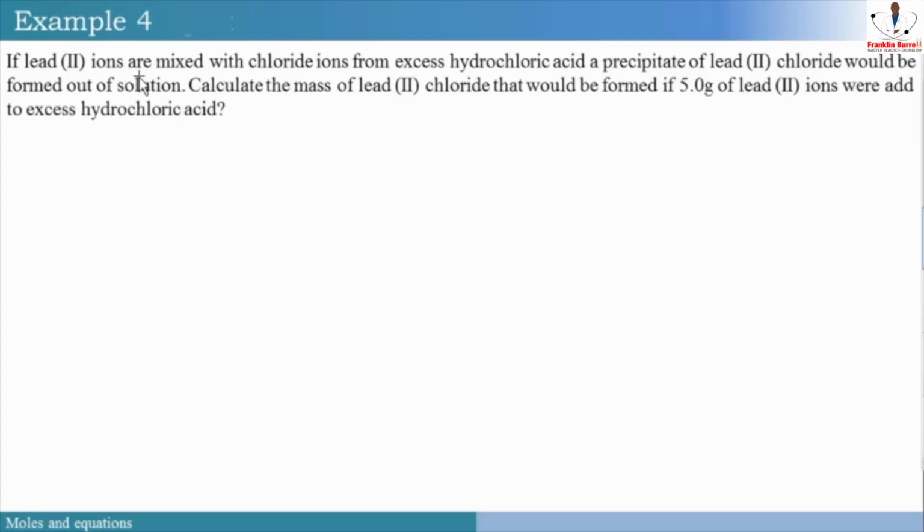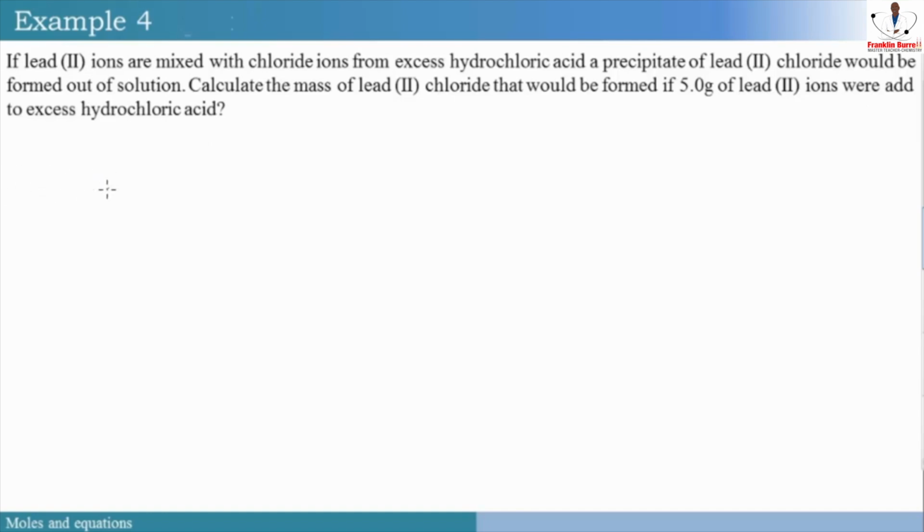If lead-2 ions were mixed with chloride ions, from excess hydrochloric acid, a white precipitate of lead-2 chloride would be formed out of solution. Calculate the mass of lead-2 chloride that would be formed if 5.0 grams of lead-2 ions were added to excess hydrochloric acid. Now here we have lead-2 ions.